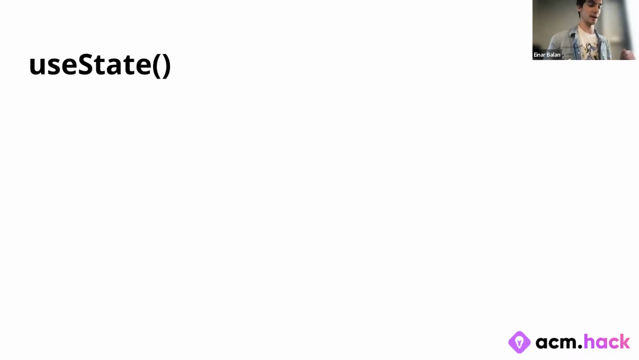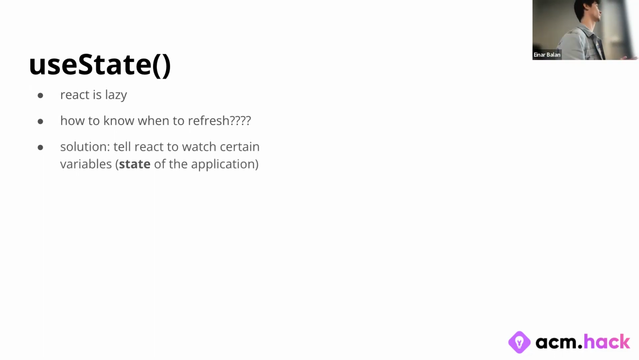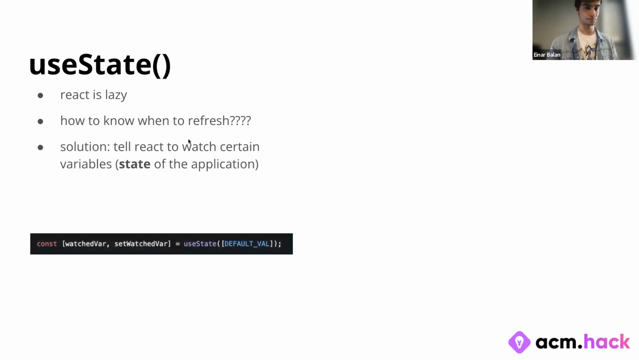So we have one hook, and a hook, just to give a quick definition, is any function that has use in the name and also deals with some functional logic, some component logic in React. So useState is going to address the laziness thing. How do we know when we want to refresh the app, right? Basically we just tell React, hey, watch this variable. If it changes, refresh the app, right? And these variables are going to be part of something called the state of the application, right?